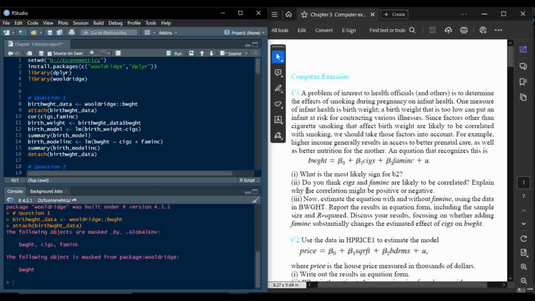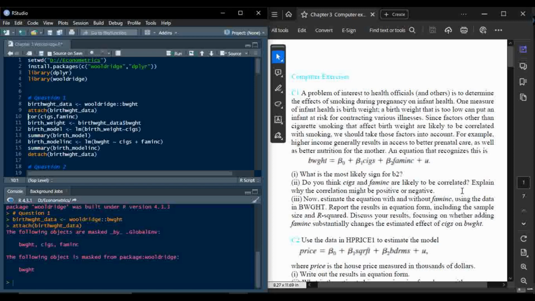Now the second question is, do you think cigs and faminc are likely to be correlated? Explain why the correlation might be positive or negative. On the one hand, an increase in income generally increases the consumption of a good, and cigarettes and family income could be positively correlated because cigarettes are just a commodity. More income gives more purchasing power to buy more cigarettes. On the other hand, family incomes are also higher for families with more education, and more education and cigarette smoking tend to be negatively correlated. Therefore it can also be negative, because more family income means more education, and more education leads to reduced cigarette consumption.